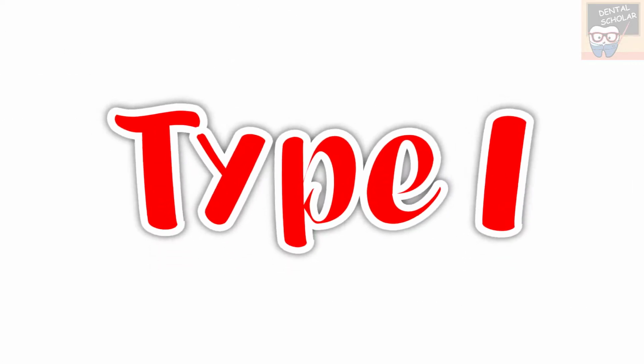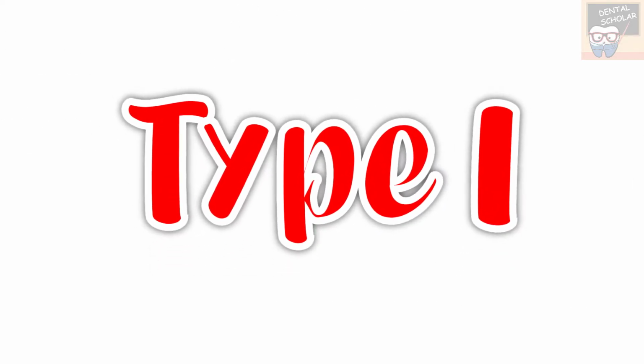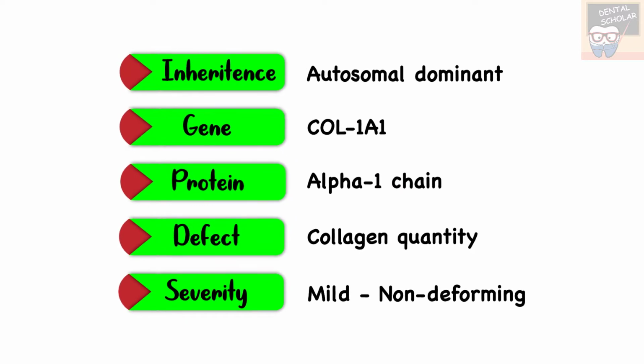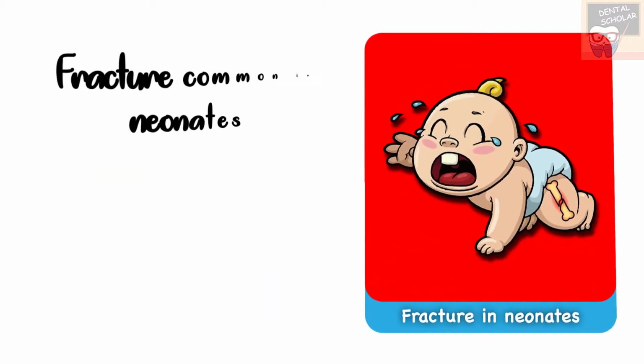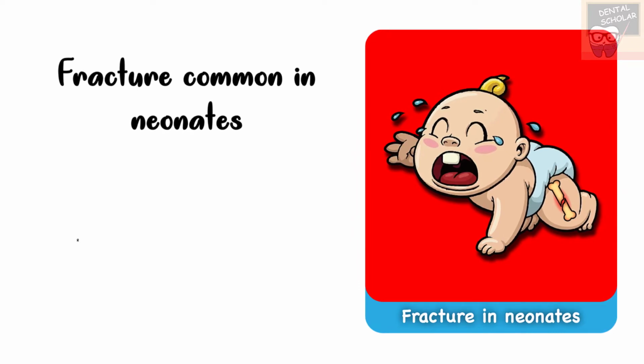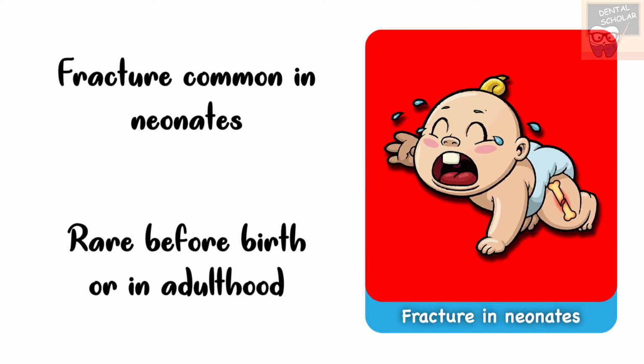Let's start with type 1 osteogenesis imperfecta. It is autosomal dominant. The affected gene is called COL1A1, so it affects the alpha 1 chain of collagen type 1, and the defect lies in the quantity of collagen. The quality of collagen is more or less normal. It is a mild, non-deforming form of osteogenesis imperfecta. In type 1 osteogenesis imperfecta, fractures are common in neonates, though they are rare before birth or in adulthood.